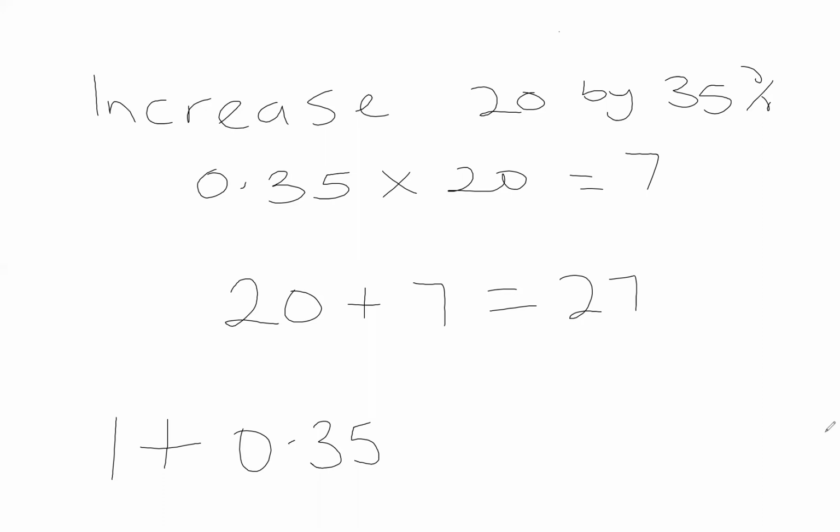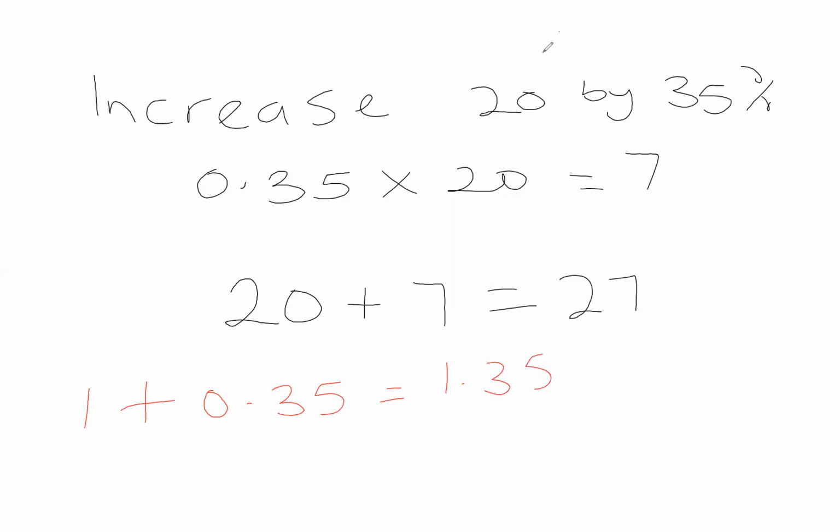I'm going to leave some space to do the work here. And I'll change the color. So you could have added 1. 1 represents the whole of the 20, 100%. 0.35 represents 35%, which is 1.35. And then you multiply 20 by 1.35.